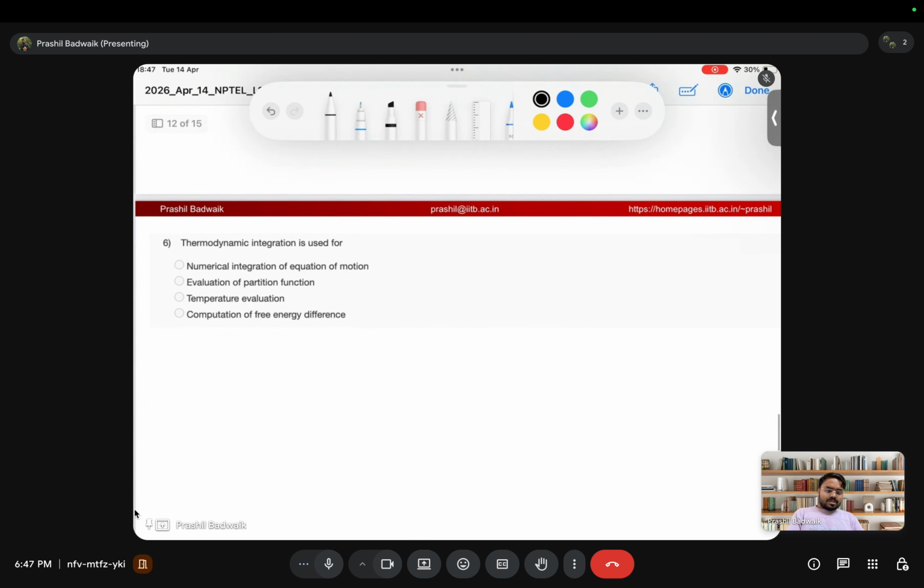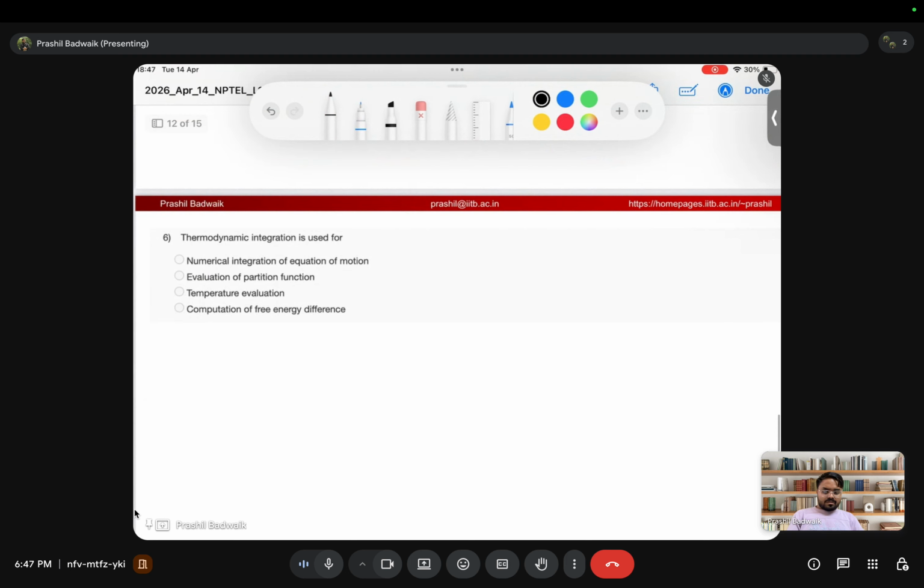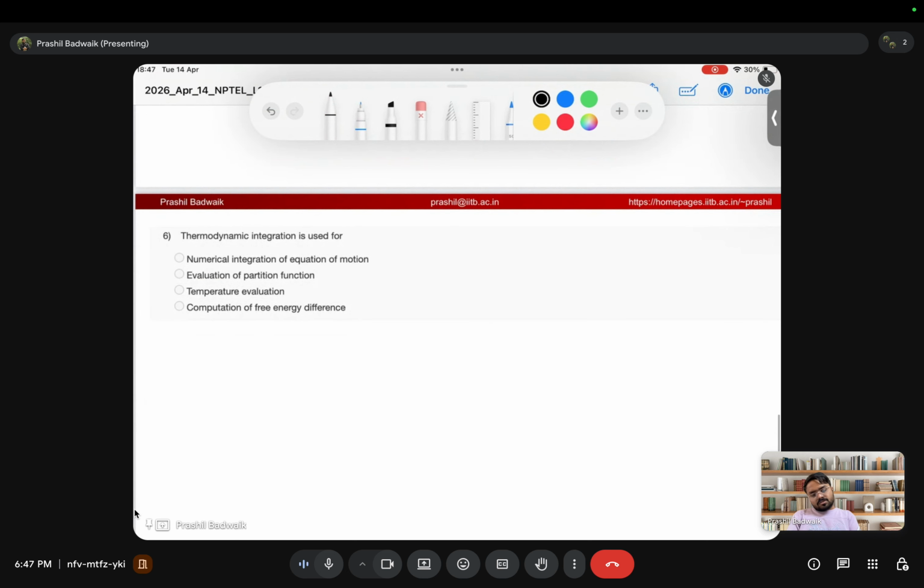Thermodynamic integration is required. Why do we need thermodynamic integration? It is a method, right? Just like in the start of the lecture, what I said, we have a theory and we have multiple methods to solve the equation. So one of the methods is thermodynamic integration. So thermodynamic integration is used to calculate the free energy difference. Free energy difference, right?